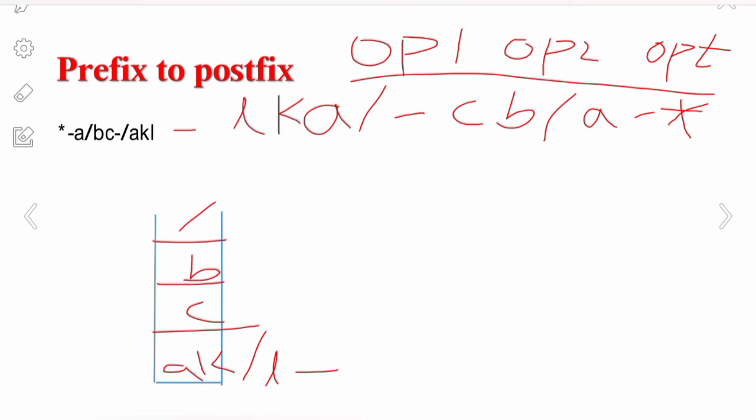So here the operator is available, so we'll apply the formula again. That is BC division. Okay, so we're going to pop the elements and we'll arrange the elements in the given format. Again we will push it back to the stack. Okay, so BC division.